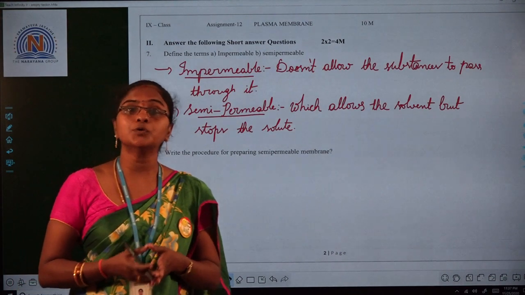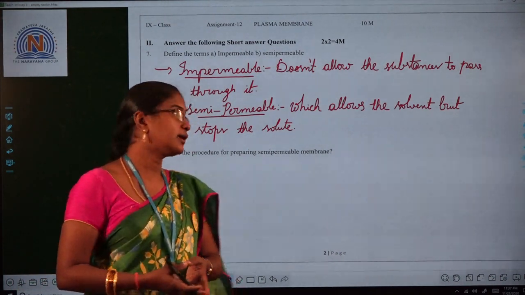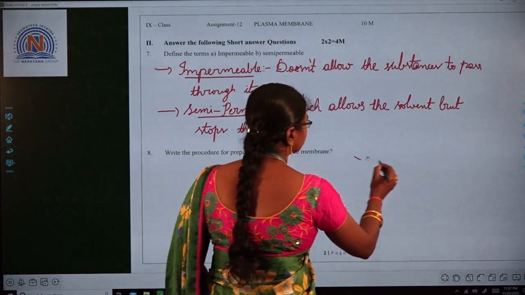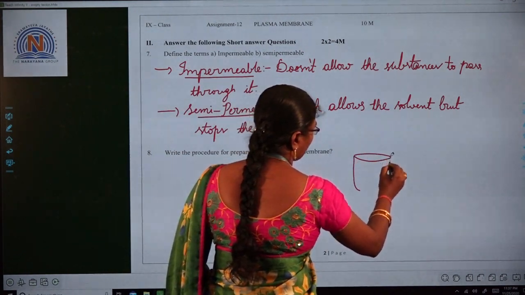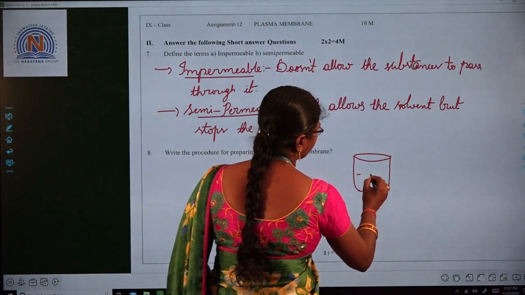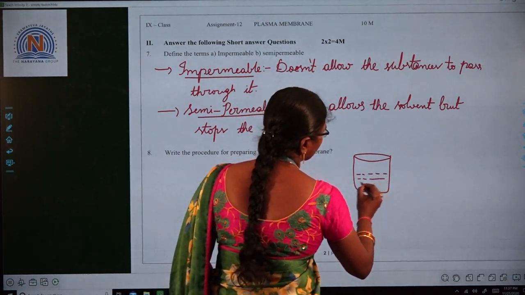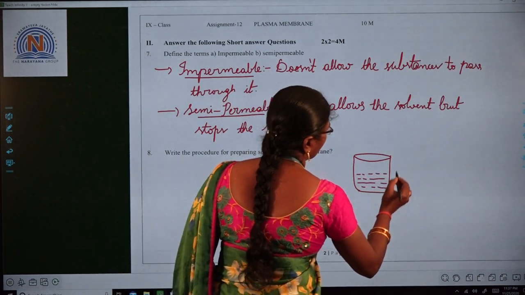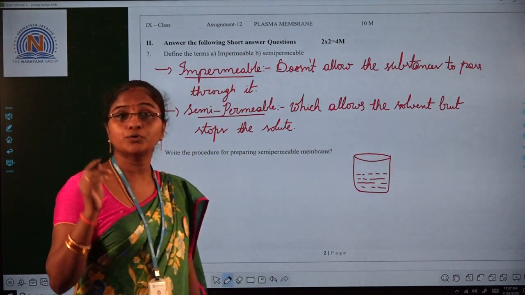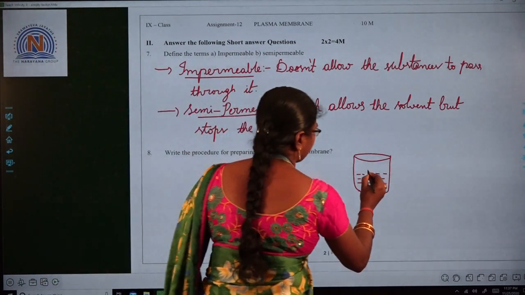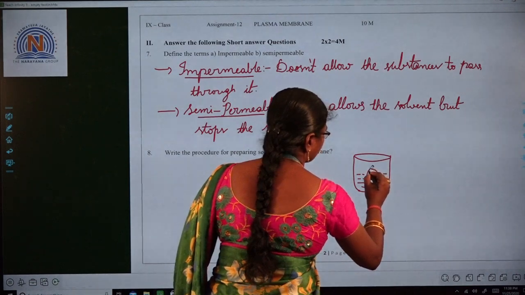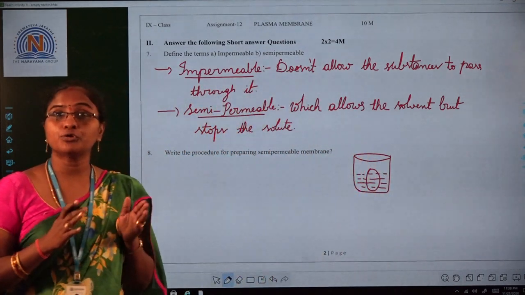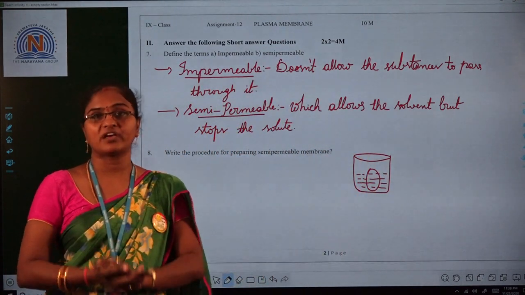And take dilute hydrochloric acid. First we have to take a beaker and carefully fill it with the dilute hydrochloric acid, and in that we have to keep the raw egg and leave it aside without disturbing for 4 to 5 hours.